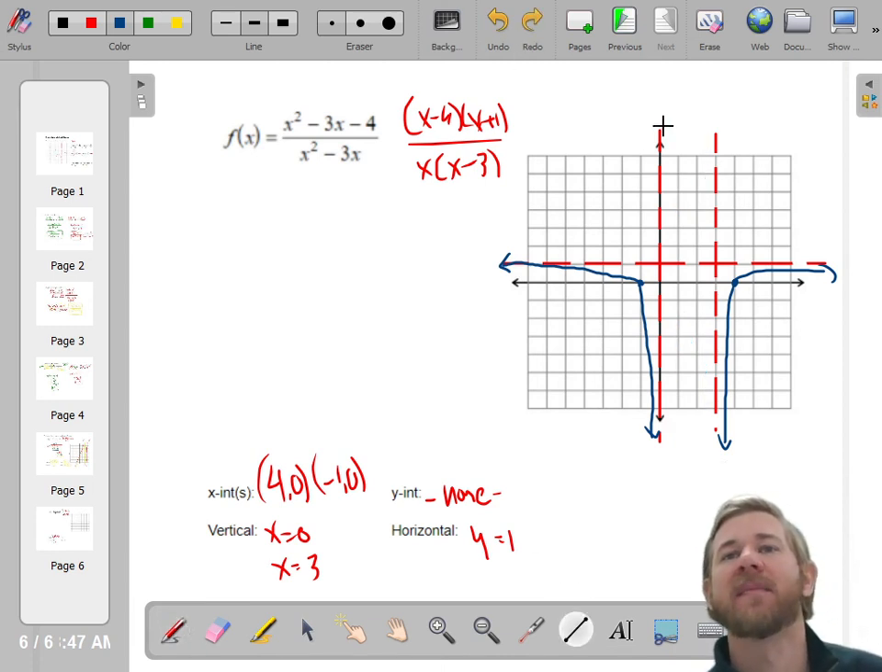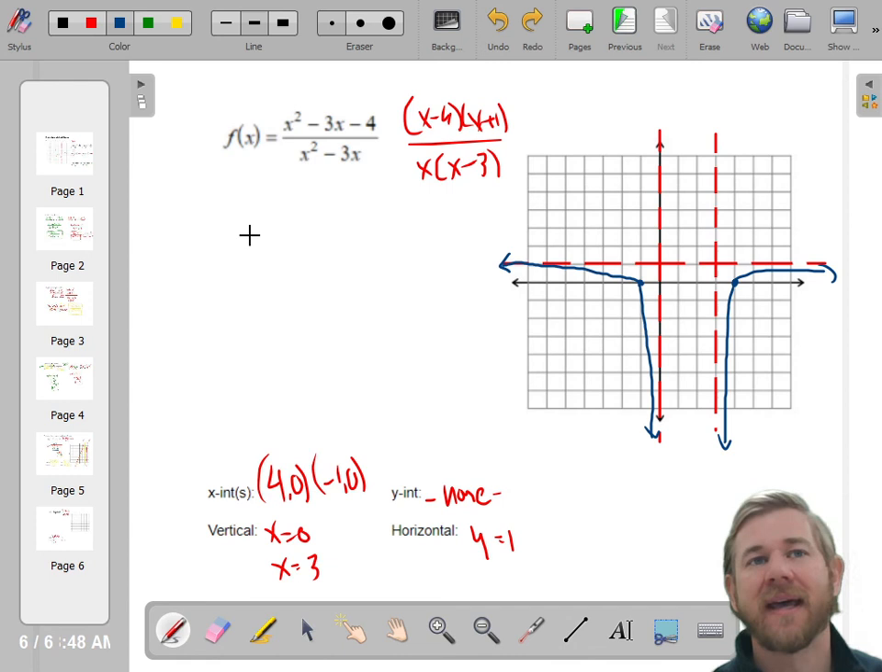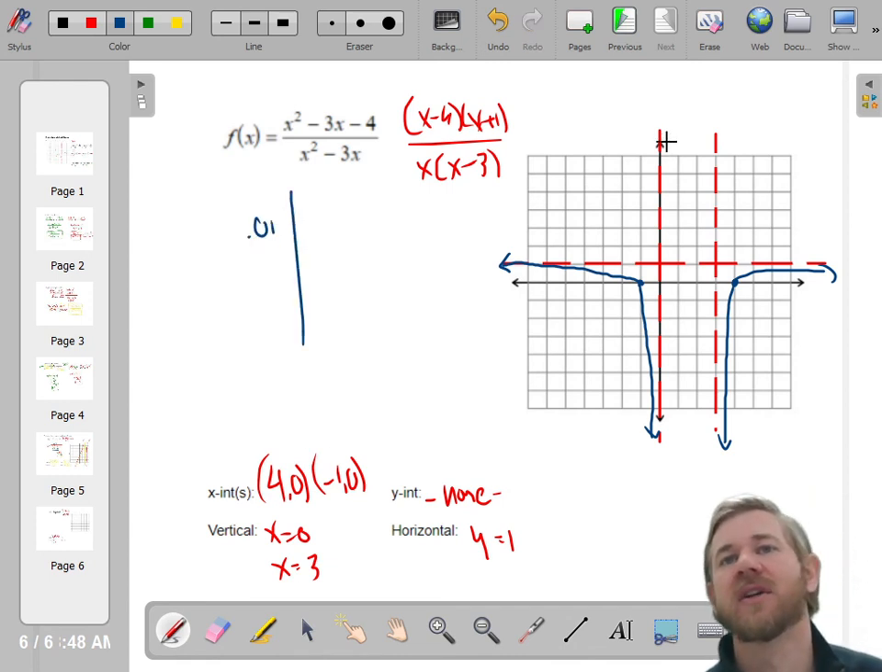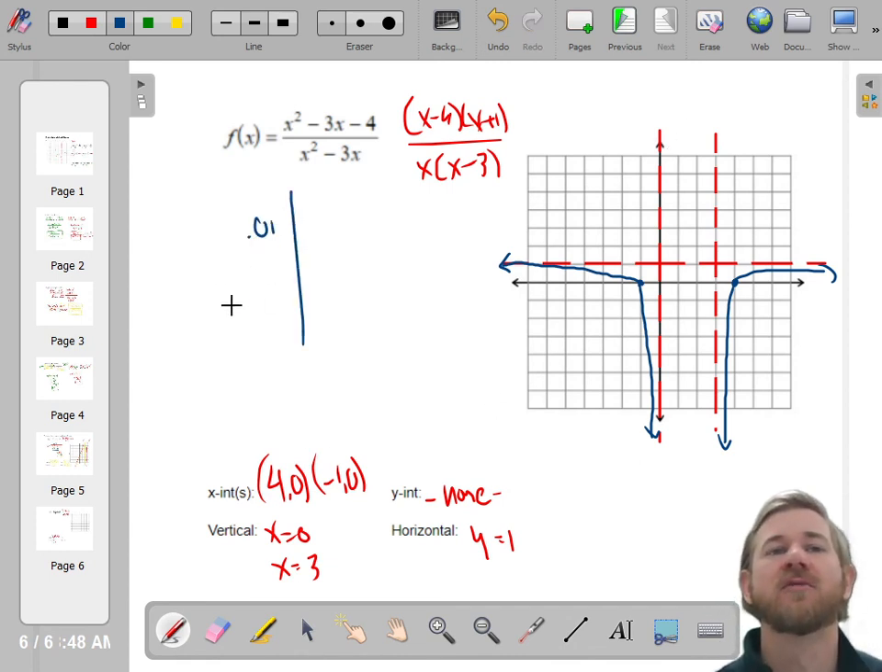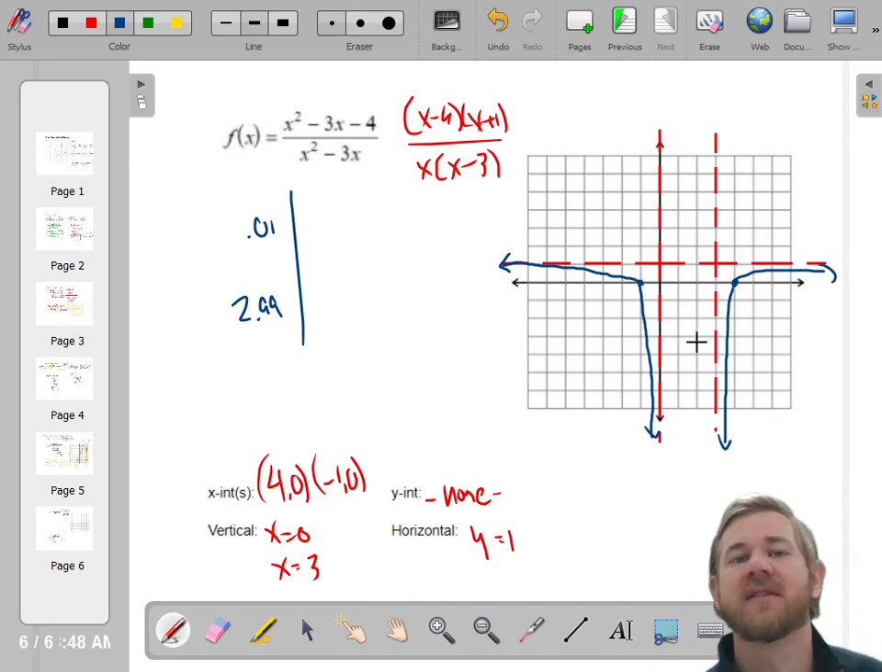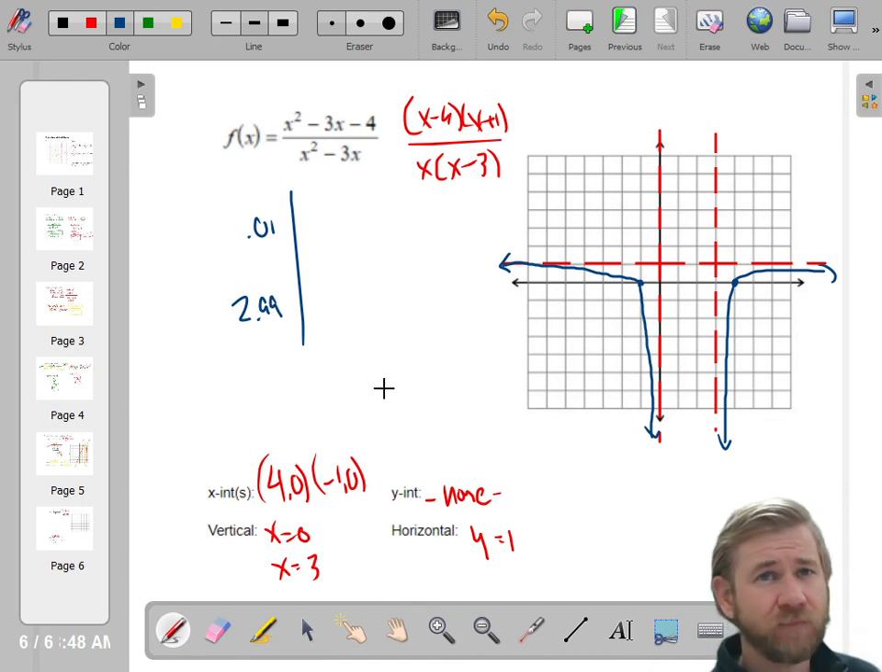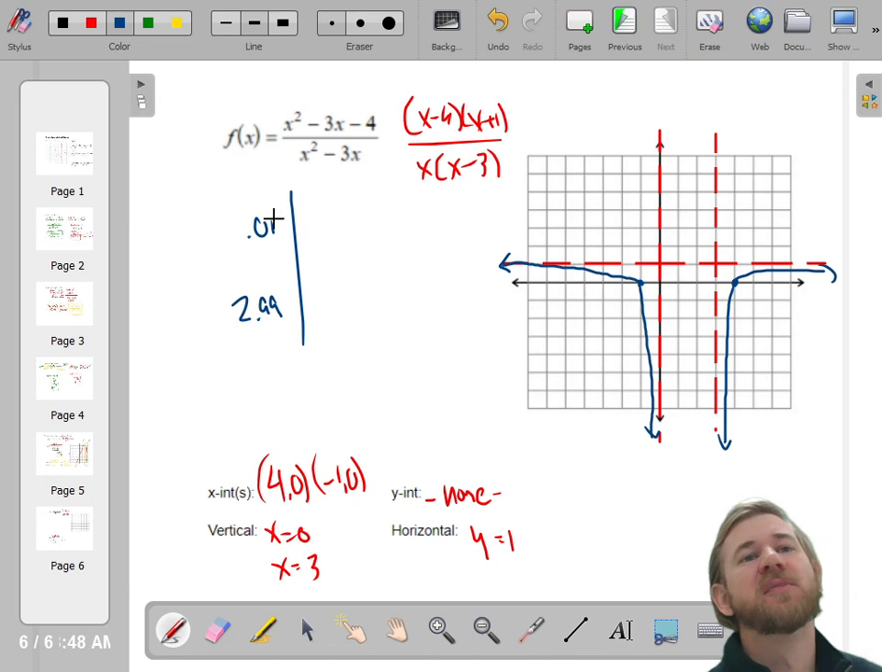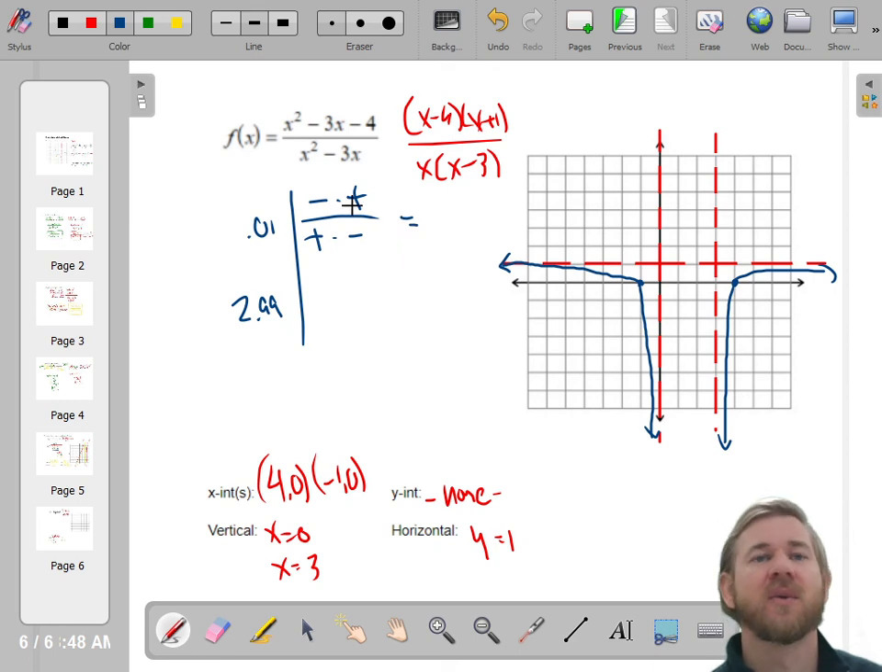I want to know what's happening just to the right of this and just to the left of those asymptotes. So I'm going to test points at, let's say, 0.01. That's just to the right of 0. And 2.99, that's just to the left of x equals 3. So use the factored form here. If you plug in 0.01, you will get a negative number in this factor. You will get a positive number in that factor. 0.01 is positive, and 0.01 minus 3 is negative. So you would end up with a negative over negative, which is positive.